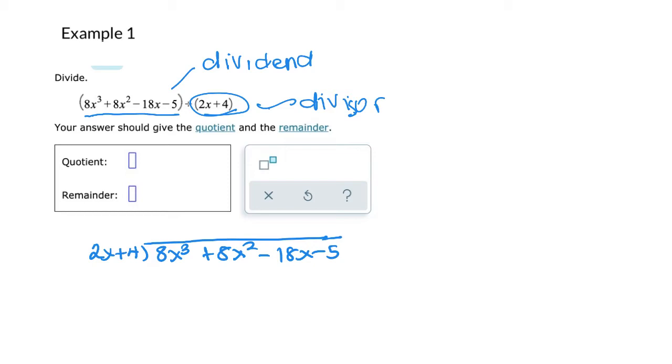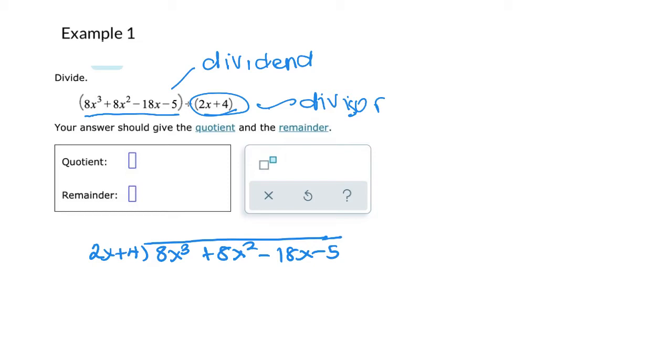Whenever that's the case, we don't have to worry about writing a term that's missing with a coefficient of 0. So if, for example, we just had 8x squared minus 5, I would want to write in 0x minus 5. All right, so we'll go ahead and start our division process.